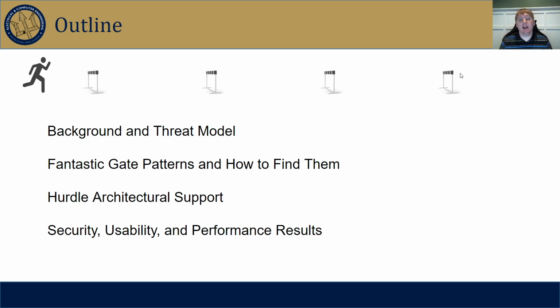So for the rest of the talk, I'll give some background on control flow integrity that we build on to create Hurdle, and then I'll discuss the threat model that we used in designing Hurdle. I'll talk about fantastic gate patterns and how to find them and how we use those in Hurdle, and then I'll discuss the architectural support, since this is of course ASPLOS, that we use to make Hurdle efficient. And finally, I'll discuss the security, usability, and performance of the Hurdle system.